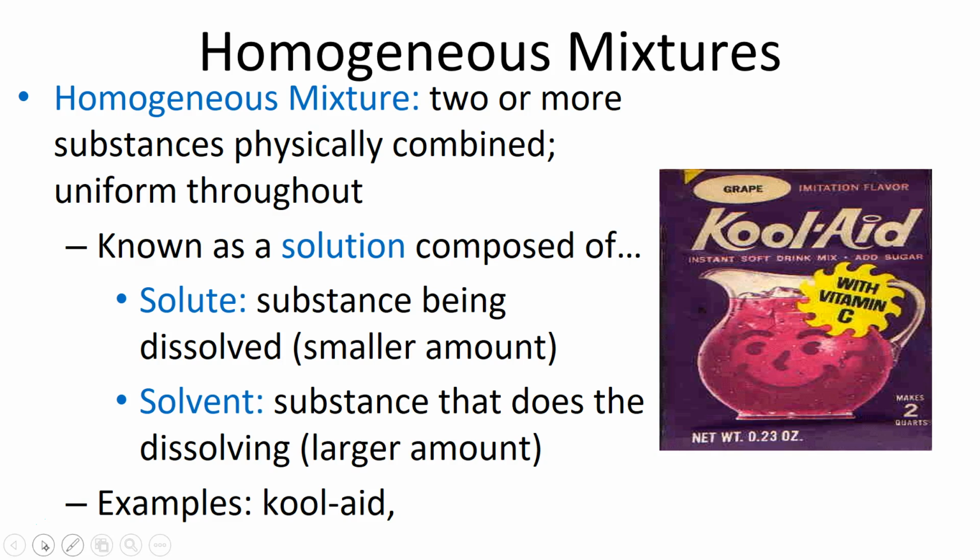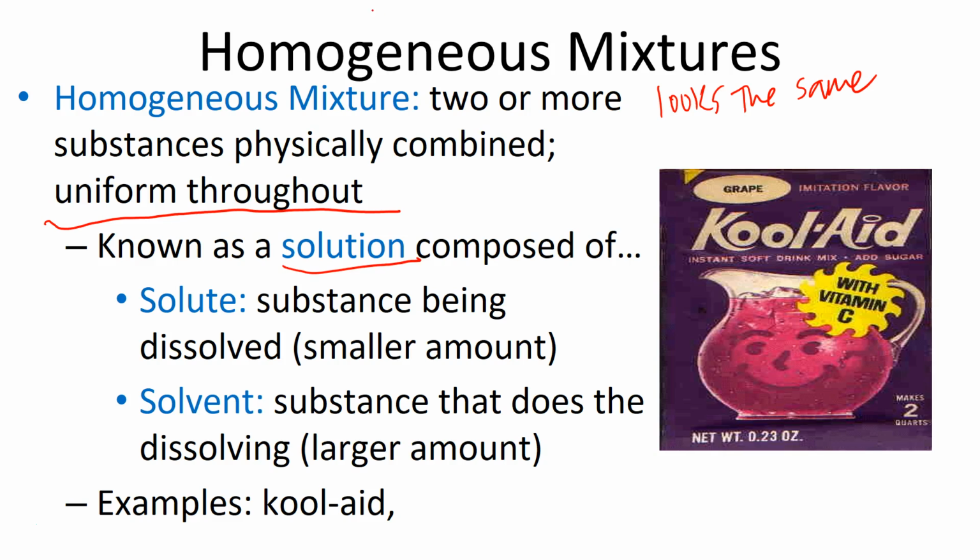Now, a homogeneous mixture is two or more substances that are physically combined, but the difference is that they're uniform throughout, or it looks the same, okay? Now, a solution and a homogeneous mixture are the exact same thing. So somewhere on your notes, you need to write homogeneous equals solution. They are the exact same thing.